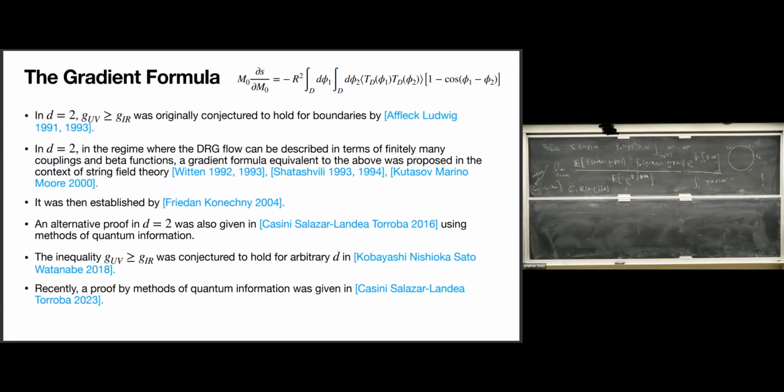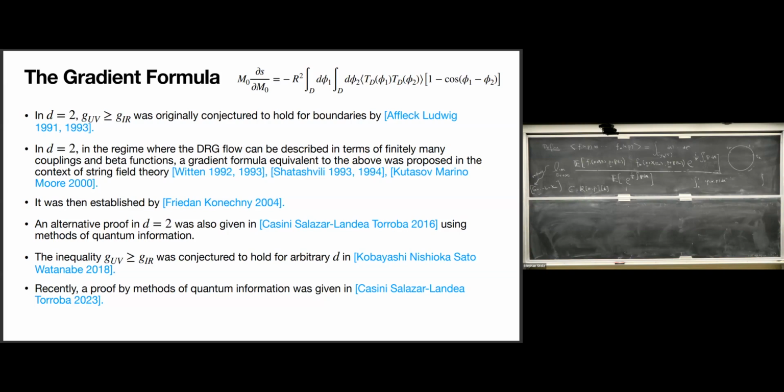Okay, so I can just quickly review what was done before and after this result. I already said that in 2 dimensions, this inequality was conjectured to hold by Affleck and Ludwig in a paper from 1991. Then, in 2 dimensions, in the perturbative regime, a gradient formula equivalent to the above was proposed in the context of string field theory. And then Friedan and Konechny established a proof for the 2-dimensional claims. There was also an alternative proof using methods of quantum information.